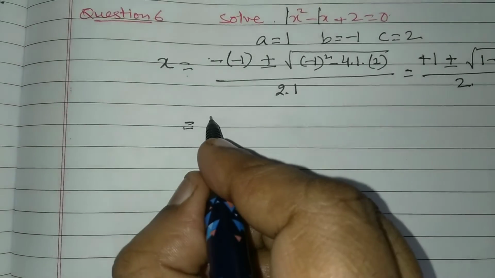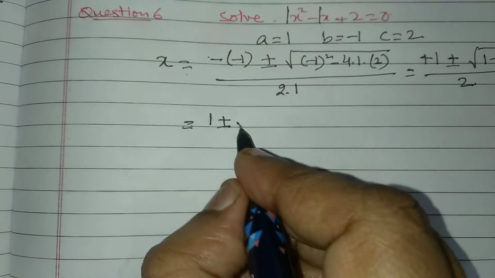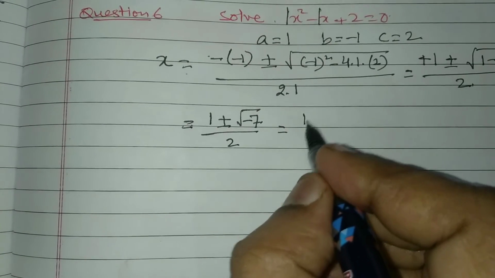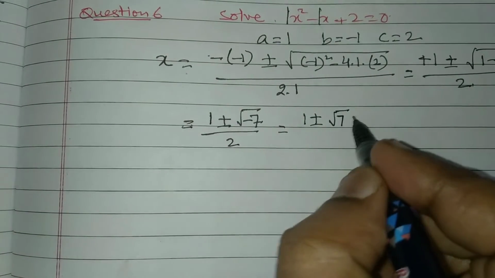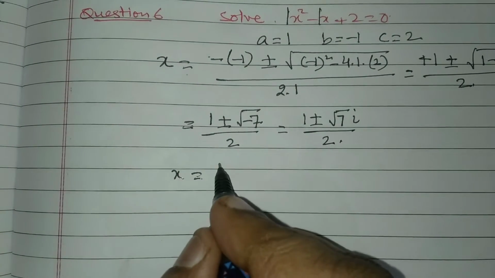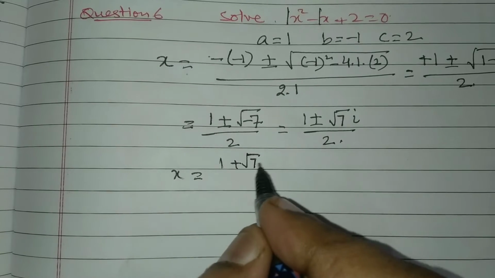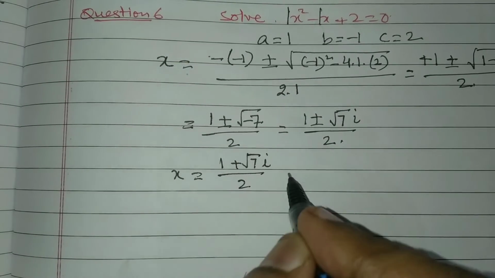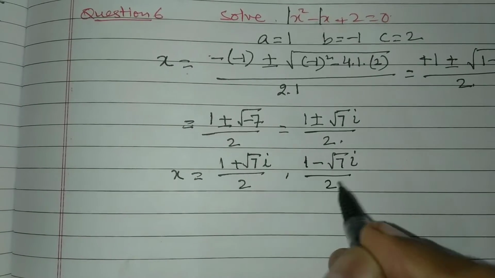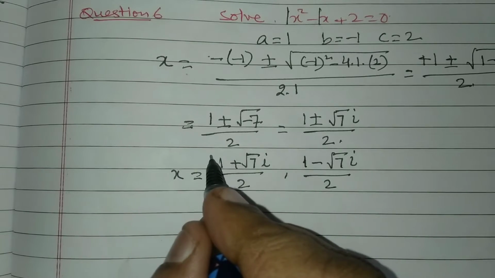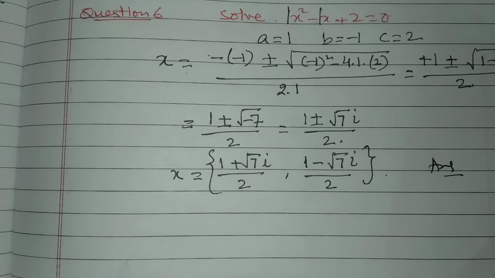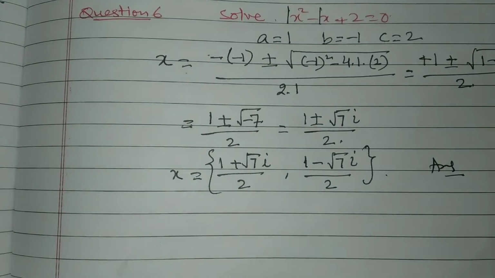It is 1 plus minus root under 1 minus 8 divided by 2, so it is equal to 1 plus minus root under minus 7 divided by 2, which can be written as 1 plus minus root under 7i by 2. So x has two solutions, 1 plus root under 7i divided by 2, and second is 1 minus root under 7i divided by 2. So x has two solutions because it is a quadratic equation. So now we are coming to the next question.